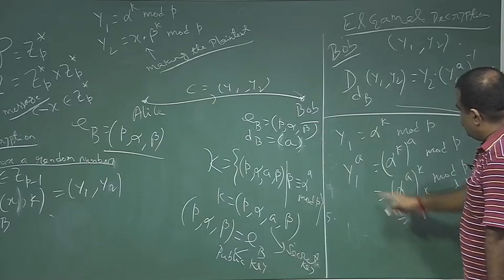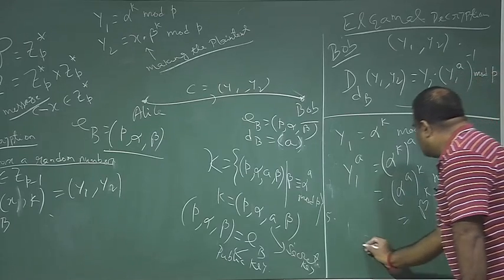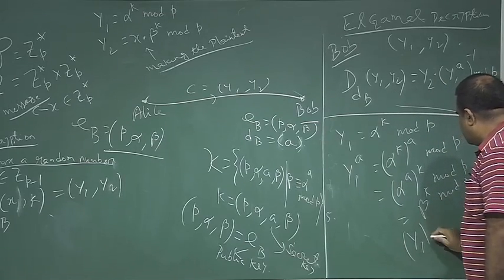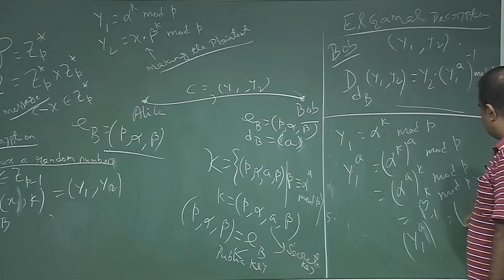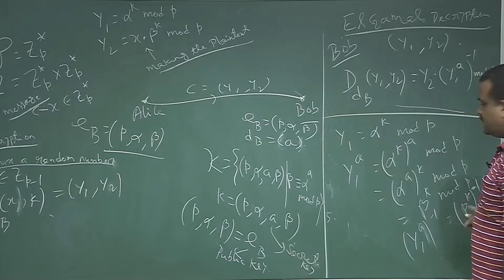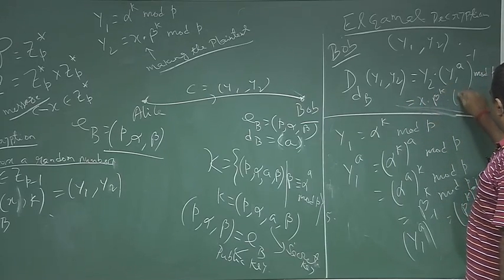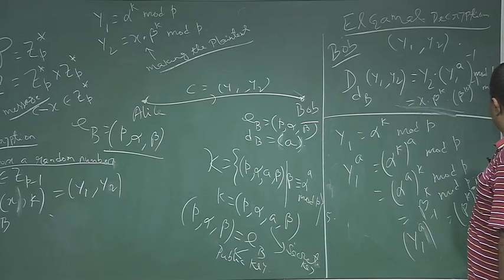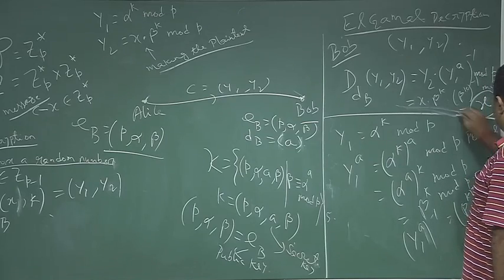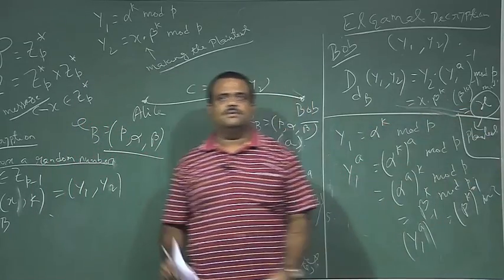Okay. Now, what is y2? We are doing y2 into y1 inverse. So, if you take the inverse of this, y1 to the power a inverse, this will give us beta k inverse mod p. Okay. Now, if we just put it here, this is basically x into beta k and then beta k inverse mod p. So, this will give us x, the message or the plain text. So, this is the decryption. We are getting back the message x.